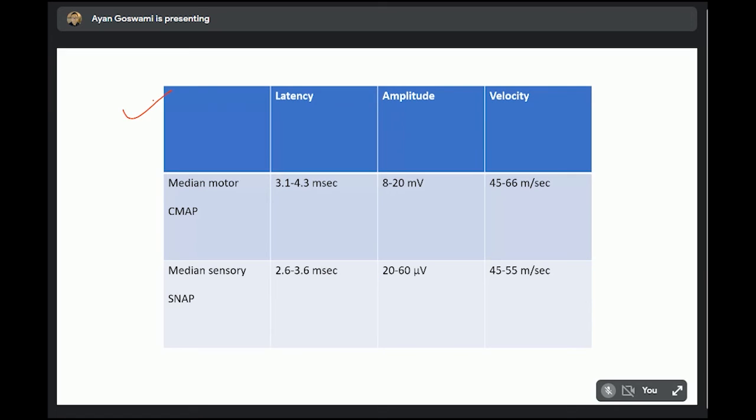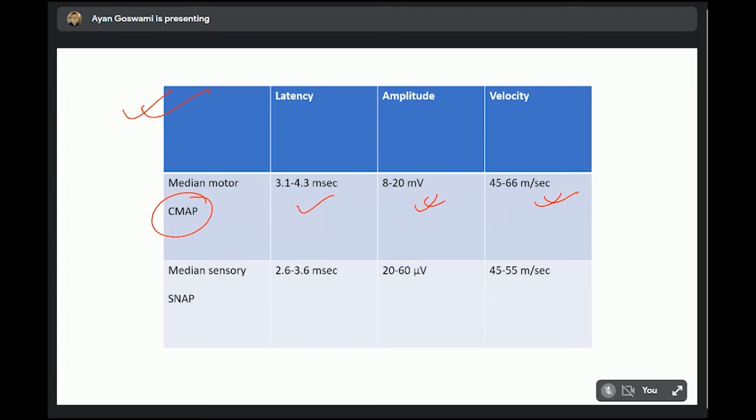So this is the normative data. Again, you don't need to remember the normative data for the median motor nerve compound action potential. This is the range of normal latency, this is the range of amplitude, and this is the range of nerve conduction velocity.